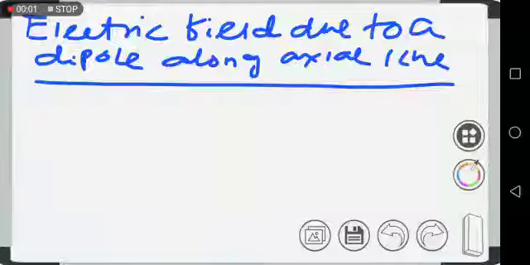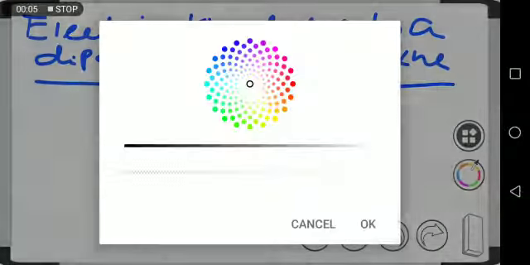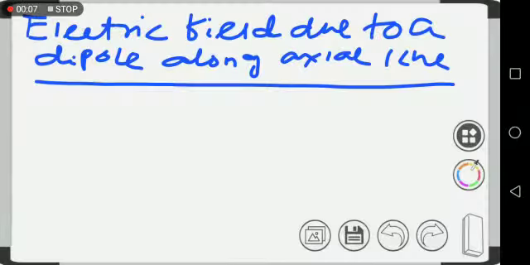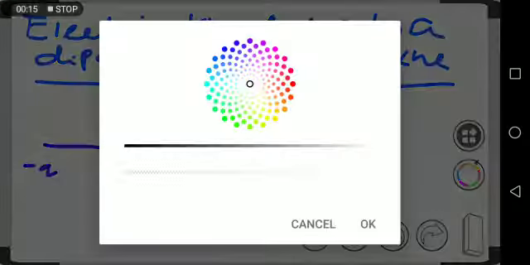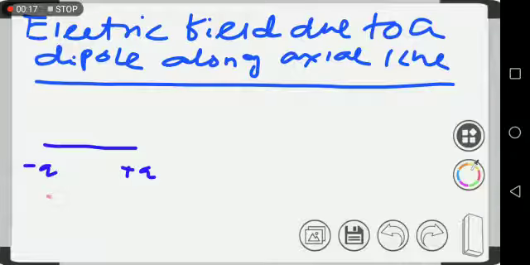Hello and welcome. Let's start with electric field due to dipole along axial line. So we constitute a dipole here, minus q and plus q. The dipole moment for this dipole is given as in this direction.